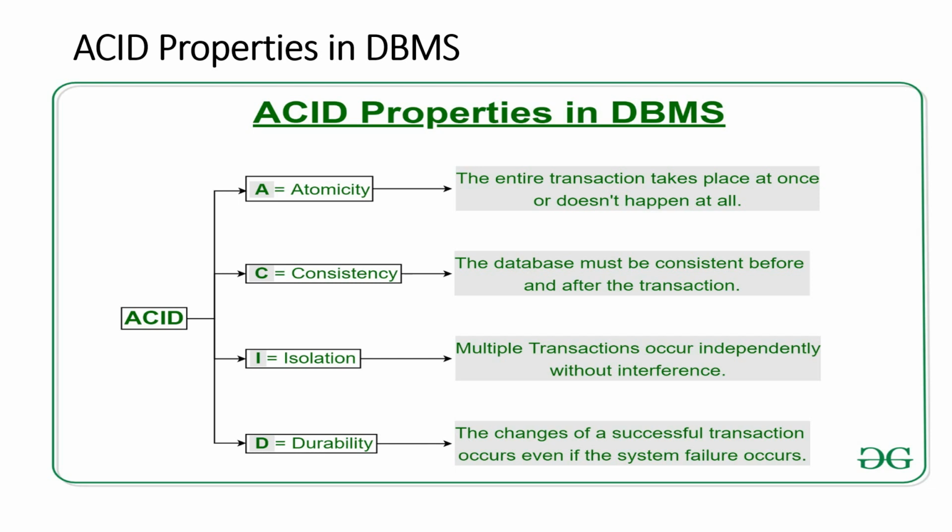Atomicity: the entire transaction takes place at once or does not happen at all. Consistency: the database must be consistent before and after the transaction. Isolation: multiple transactions occur independently without interference. And Durability: the changes of a successful transaction persist even if a system failure occurs.